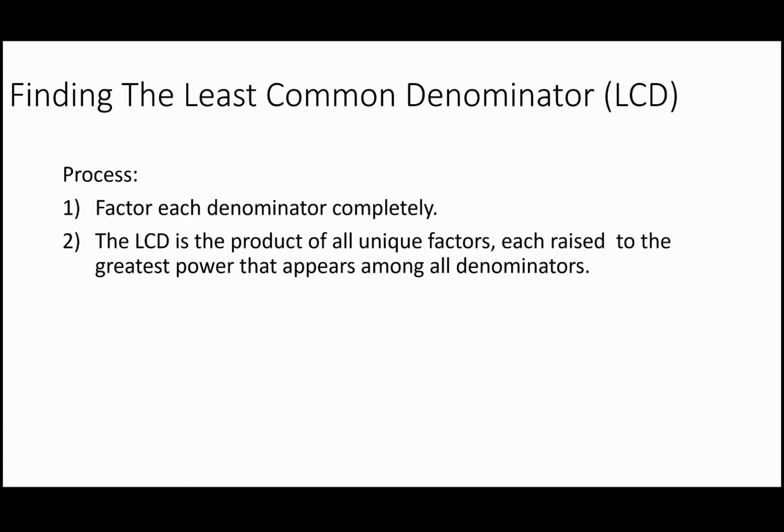Now we're going to be diving into examples of adding and subtracting rational expressions when the denominators don't match. When this happens, you're going to have to find the LCD in order to make a match so you can actually perform the addition or subtraction that you're being tasked with, okay? So let's remind ourselves of the process of finding the LCD. You're going to factor each denominator completely, and the LCD is going to be the product of all unique factors, each raised to the greatest power that appears among all the denominators.